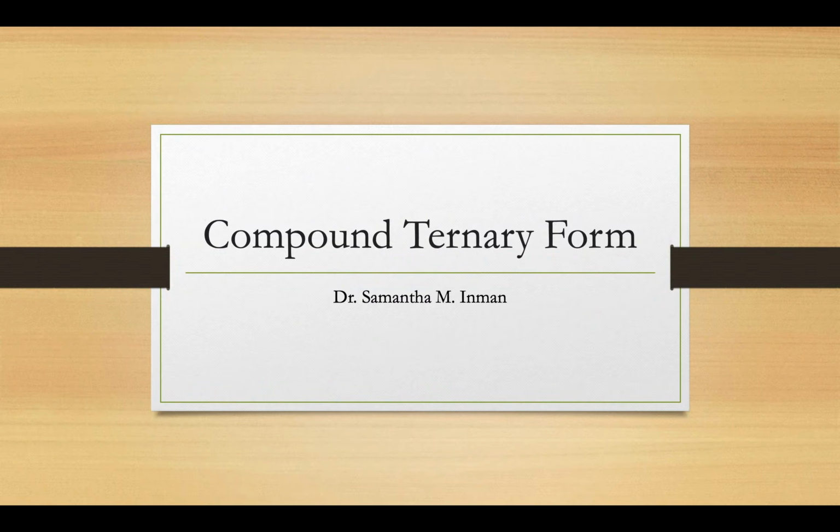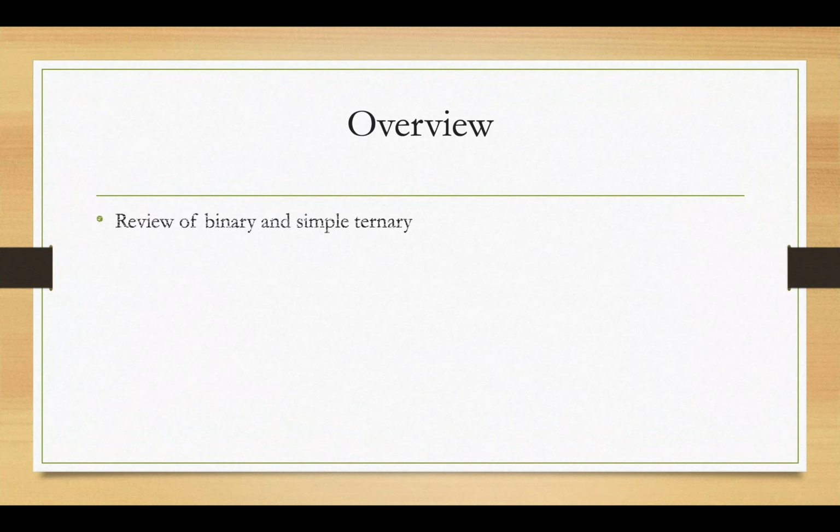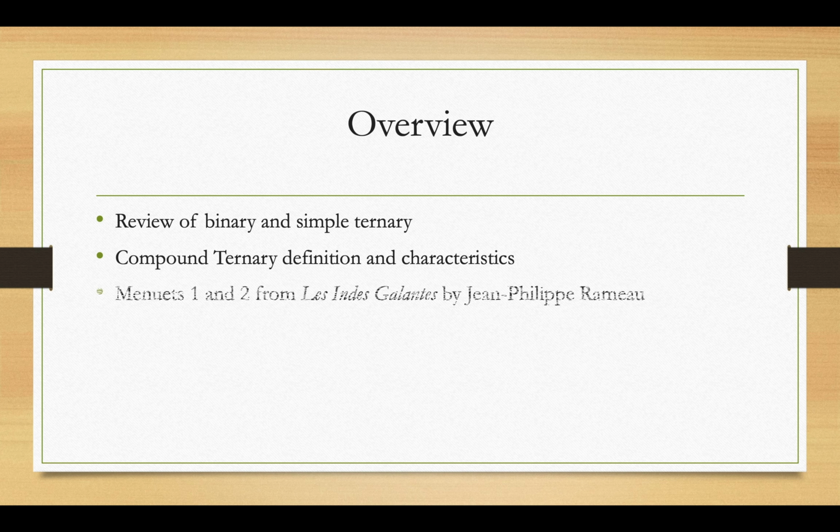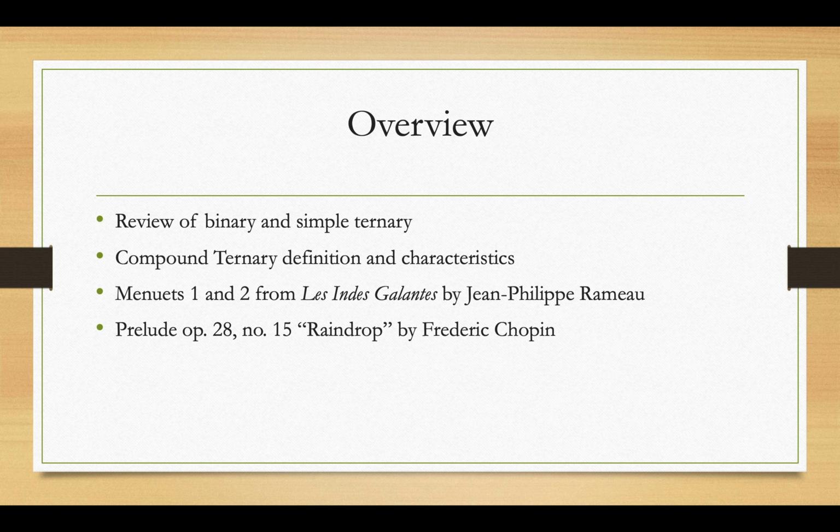This video provides an overview of compound ternary form. First, we'll briefly review binary and simple ternary. Then we'll talk about compound ternary in terms of its definition and its characteristics. And then we'll look at two compound ternary movements. One is a set of menuets from Les Indes Galantes by Jean-Philippe Rameau, and the other is the famous Raindrop Prelude by Chopin.